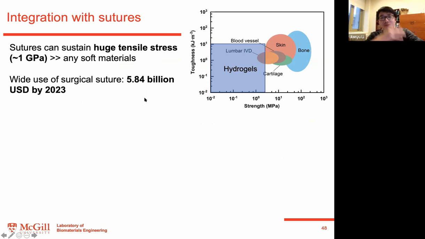I want to take a step back. I just highlighted that in terms of biointegration technology, this hydrogel-based system is appealing. However, it won't completely replace the suturing process, right? The reason is pretty obvious. Hydrogels are made of soft material, and in terms of strength, they are not comparable with suture. So suture is still considered indispensable in the near future, and it has been widely used in the surgical setting.